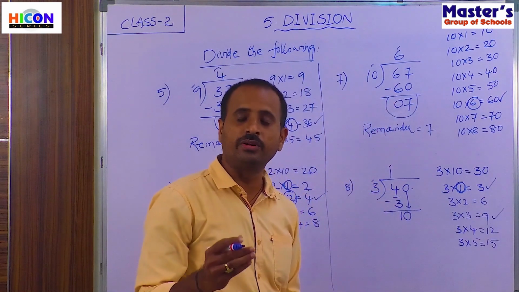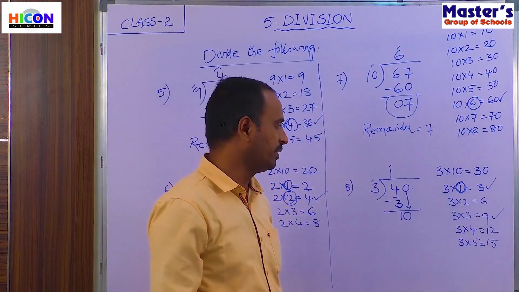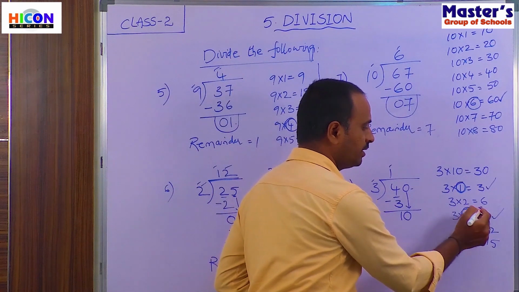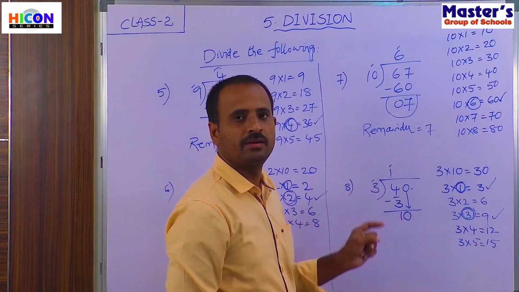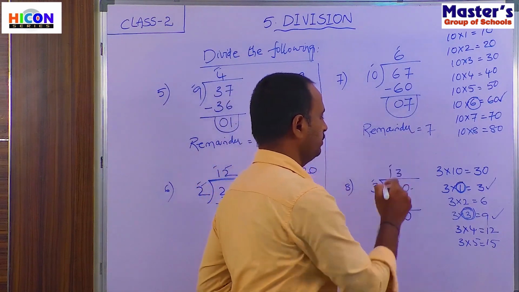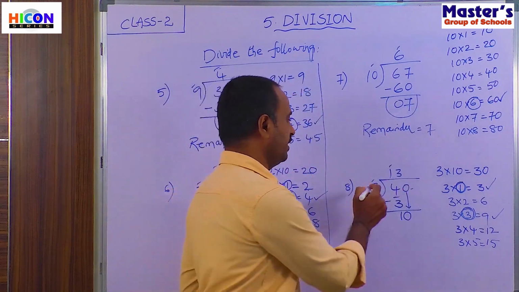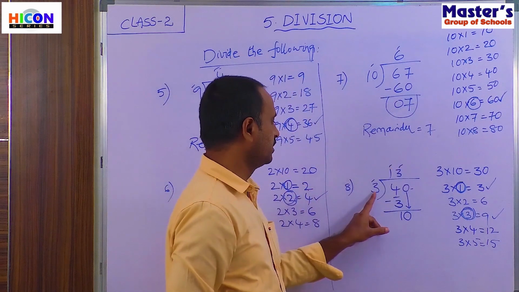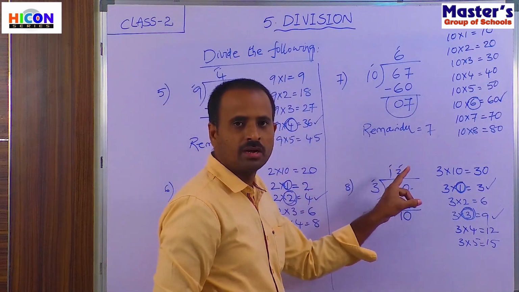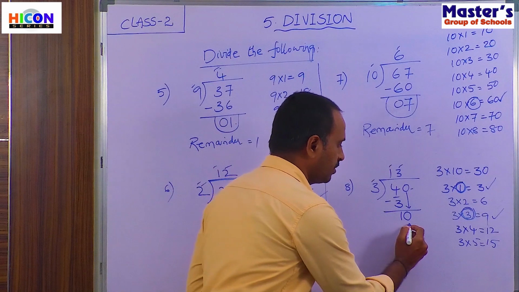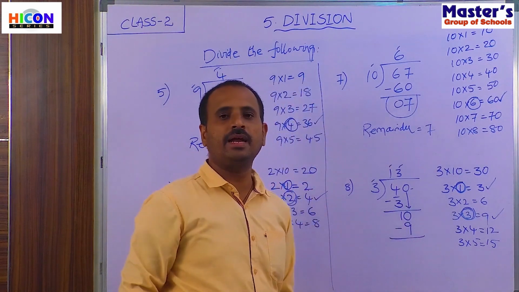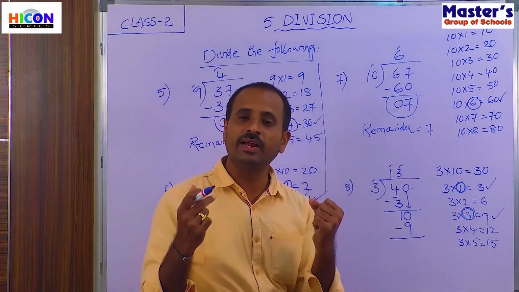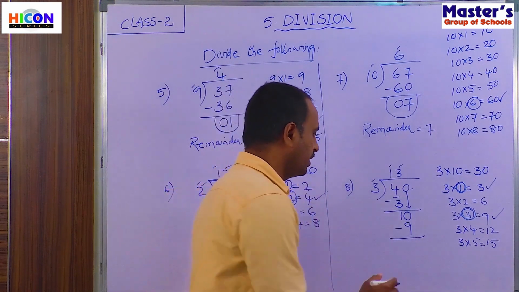So how many times do you have to take to get 9? You have to take 3 times to get 9. So write 3 in the quotient beside 1. And multiply these two numbers again, that is 3 into 3. 3 threes are 9. So write the product 9 below the 10 and subtract. If you subtract 9 from 10, you will get 1.